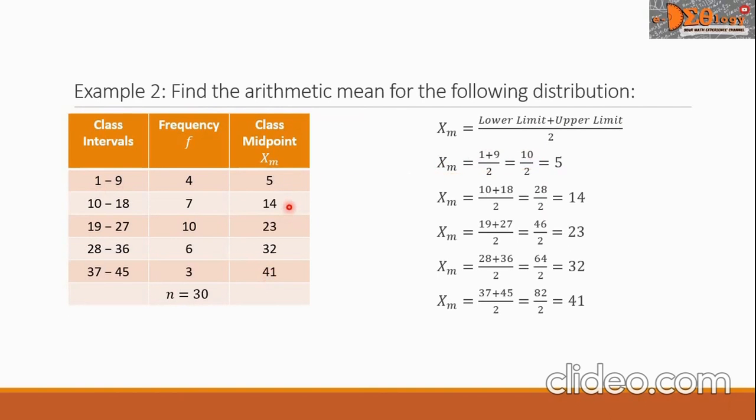So you see, this number 14 comes when we have 10 plus 18, then divided by 2. This number 23 comes from 19 plus 27 divided by 2. This 32 comes from 28 plus 36 divided by 2. This 41 comes when we add 37 and 45, and the sum is divided by 2.